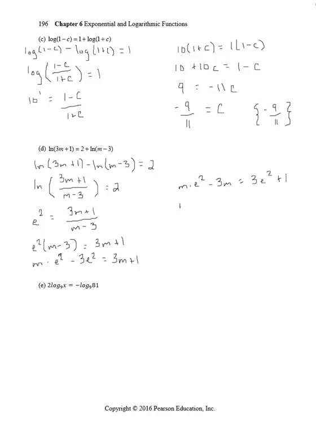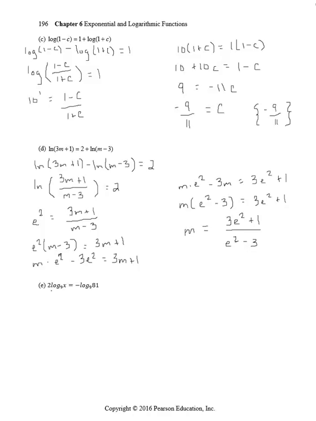Now, to solve for m, we have to factor out the m. So we have e squared minus 3 equals 3e squared plus 1. So m equals 3e squared plus 1 over e squared minus 3. If you put this in the calculator and then check it, you will find that it is a valid solution, and I'm not going to write it in set notation just because I'm lazy.